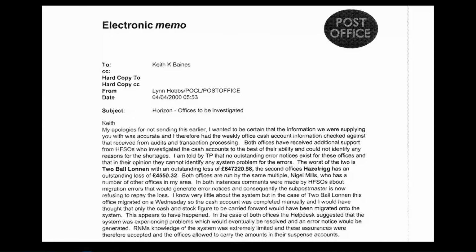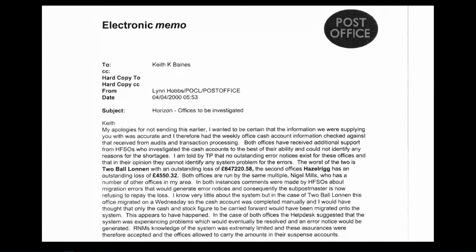RNMs, what is RNMs? It's an acronym for Retail Network Managers. So it was at that point the liaison between post office and the branch. Each branch was assigned, I guess, a retail network manager. So regional network managers' knowledge of the system was extremely limited, and these assurances were therefore accepted and the offices allowed to carry the amounts in their suspense accounts.